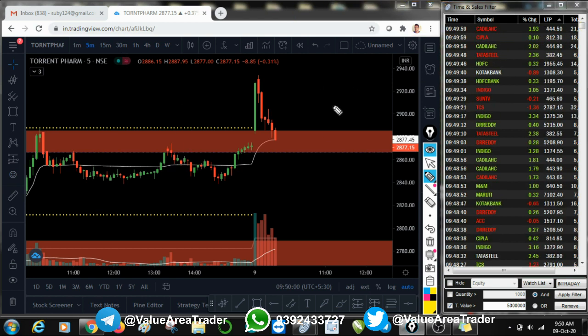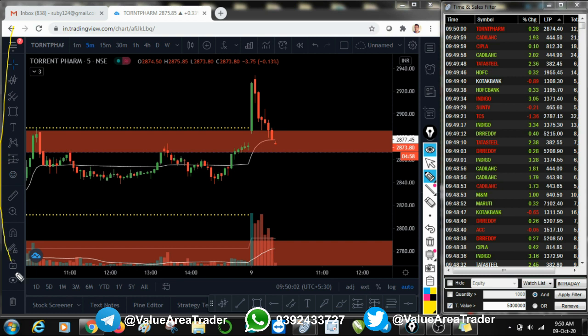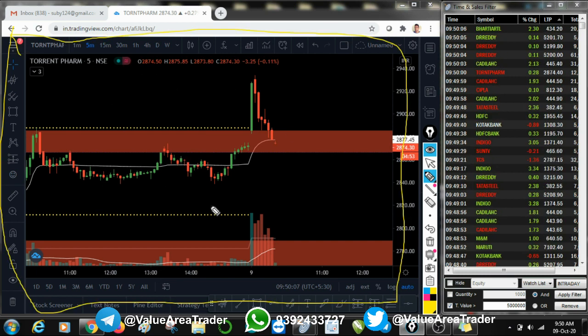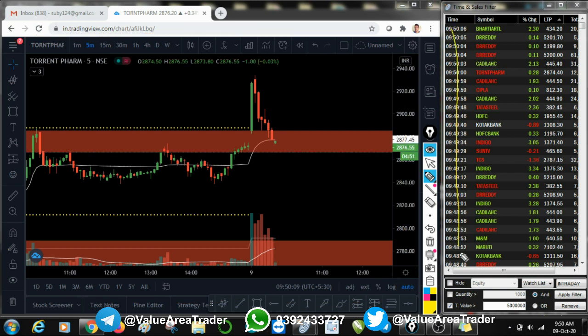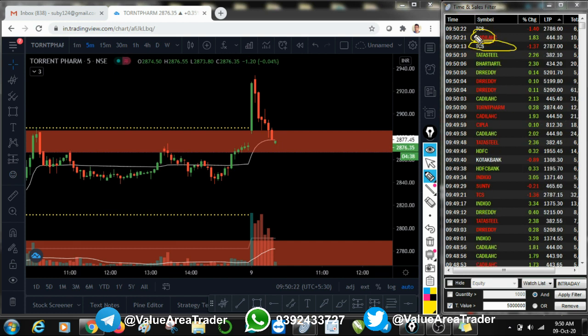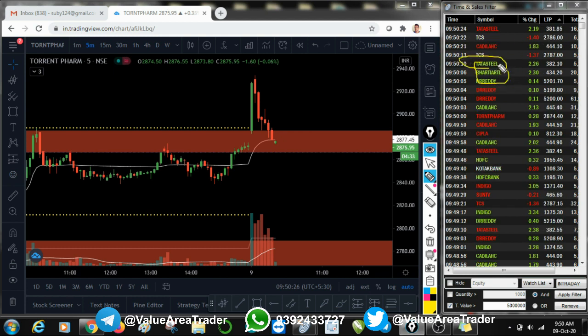So let me explain the setup that I have here. I have the TradingView platform here because I just love the charting tool of TradingView, and on my right I have the Dartstock times and sales filter, which I've already explained in the previous video. What is happening here is I'm getting the real-time orders which are getting triggered. Whenever you see a green, that means a buy order has been triggered, and whenever you see a red, that means some selling order has been triggered.